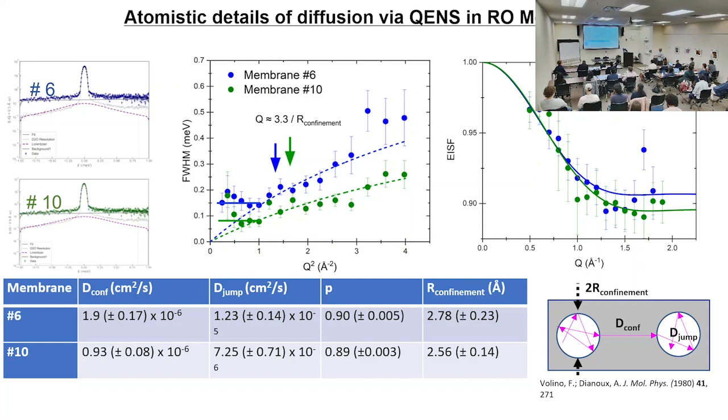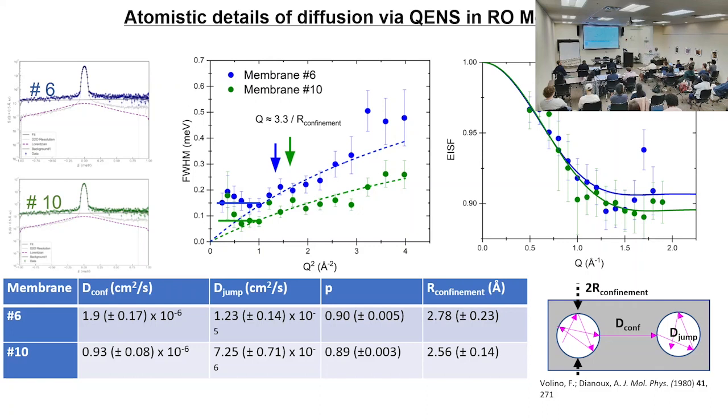So here's the full width half max as a function of Q squared. So you can clearly see that at higher Q side, you get standard jump diffusion type of behavior that I talked about earlier. What is interesting here is that membrane number 6 shows higher full width half max in comparison to number 10. So that means in membrane number 6, water is diffusing faster than in membrane number 10. Which is kind of surprising because membrane number 10 is the one that swells more, so it absorbs more water, but water is not diffusing as fast as if you compare it with membrane number 6.